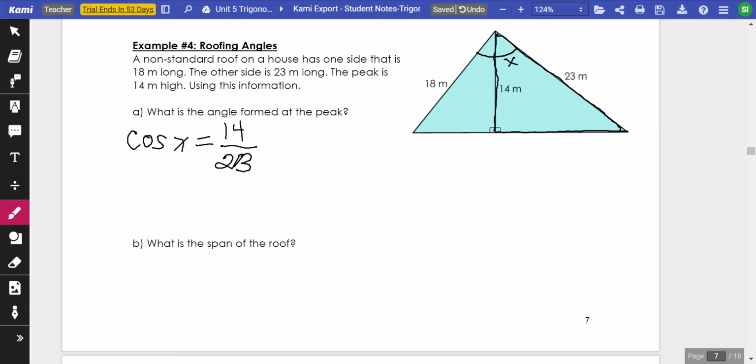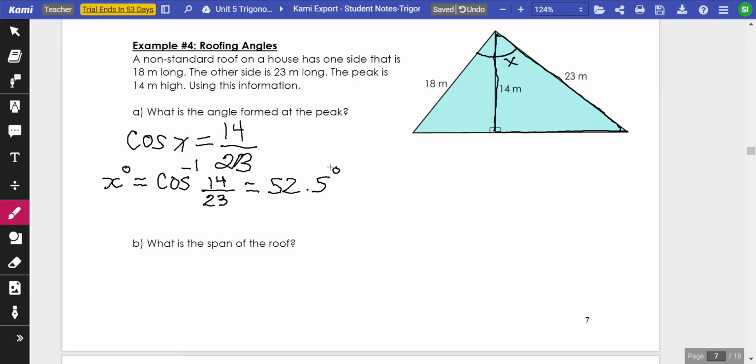So in order to find an angle, we use the inverse function of cosine. So angle x is equal to inverse cos of 14 over 23. And if you divide 14 over 23 and punch your second function button and your cosine, you'll get 52.5 degrees.